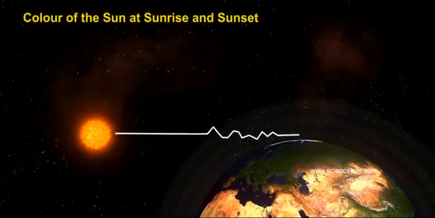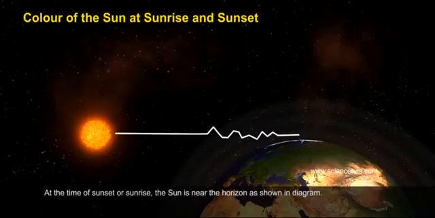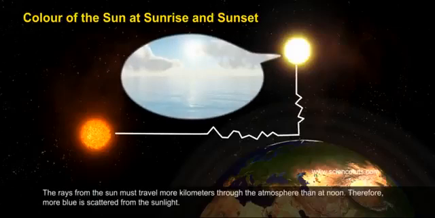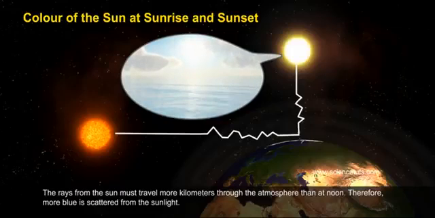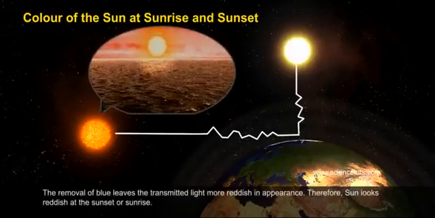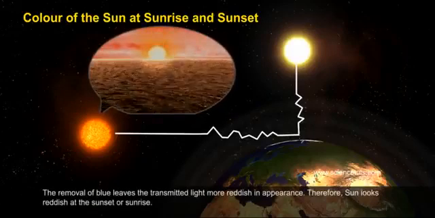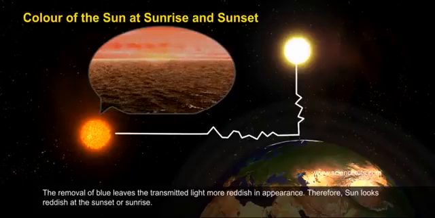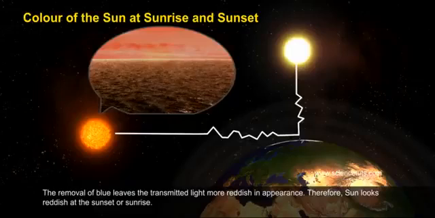Color of the sun at sunrise and sunset. At the time of sunset or sunrise, the sun is near the horizon as shown in the diagram. The rays from the sun must travel more kilometers through the atmosphere than at noon. Therefore, more blue is scattered from the sunlight. The removal of blue leaves the transmitted light more reddish in appearance. Therefore, the sun looks reddish at the sunset or sunrise.